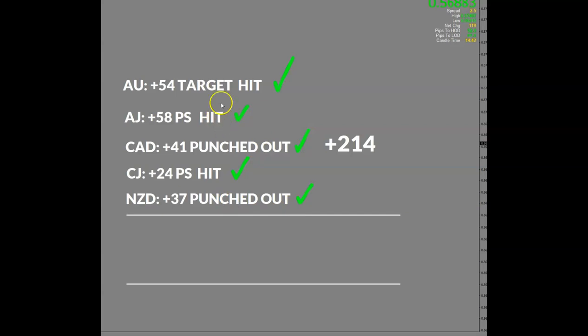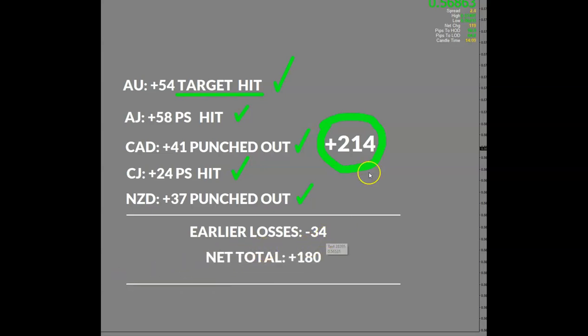So you can see on this, the distribution, only one of these trades hit the target. The others were managed by protective stops, these two, and then the other two were just noticing the price action across the board starting to flip and getting out. And these trades, even though all of them didn't hit target, still produced a whopping 214 pips. What's interesting is I started the day out with a 34 pip loss, and then this ended up being the net between this and this, which was a great, in my opinion anyway, a great day, 180 pips.